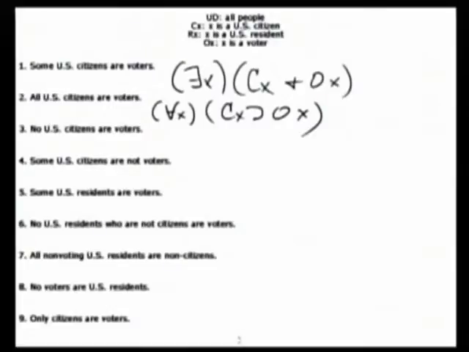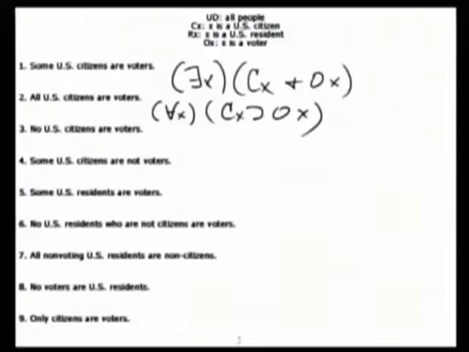Do you see how that works? If you were to say all X, CX implies OX, then you've got everybody in the universe, every person there ever was and ever will be, is a U.S. citizen and is a voter. Okay, yeah. I think I was just going quickly, and I noticed that they were the same thing with different words at the beginning. Gotcha. Good.